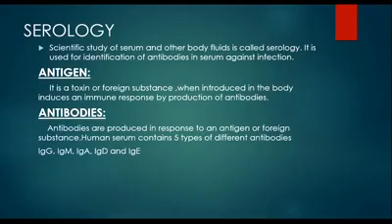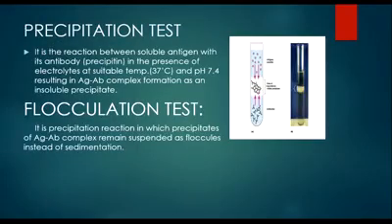Antigen. It is a toxin or foreign substance which, when introduced in the body, induces an immune response by the production of antibodies. And the antibodies are produced in response to an antigen or foreign body. Human serum contains about 5 types of different antibodies: IgG, IgM, IgA, IgD, and IgE.